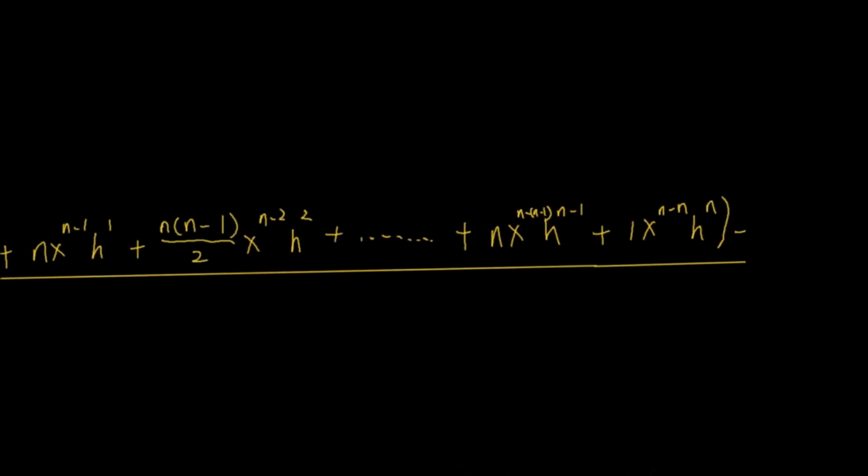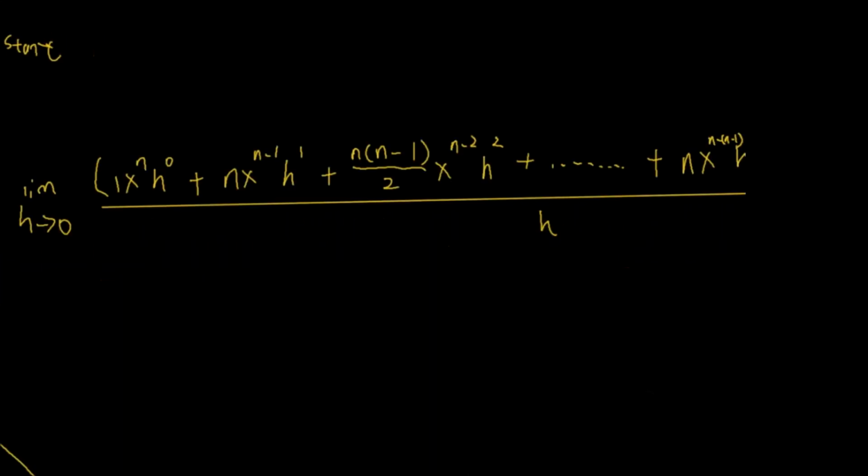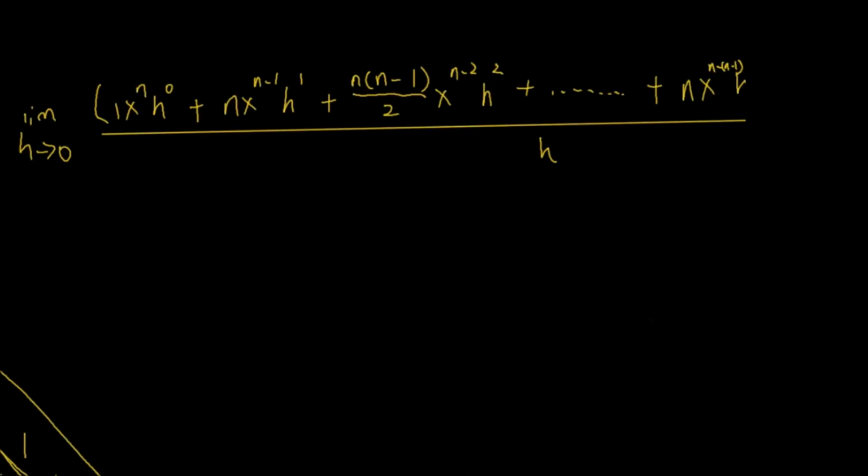So I'm going to write here. So what's next? Okay, so what is 1 times x to the power of n times h to the power of 0? Now 1 times x to the power of n is x to the power of n. Now h to the power of 0 is just 1. So that is just 1 times x to the power of n times 1, which is x to the power of n. So the first term is x to the power of n.